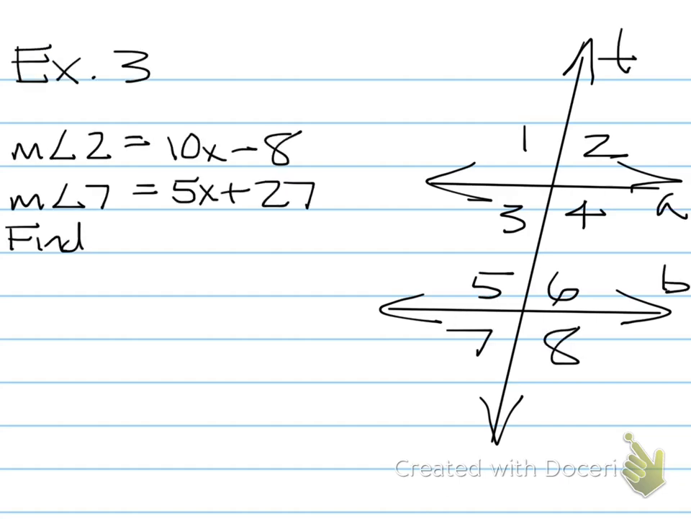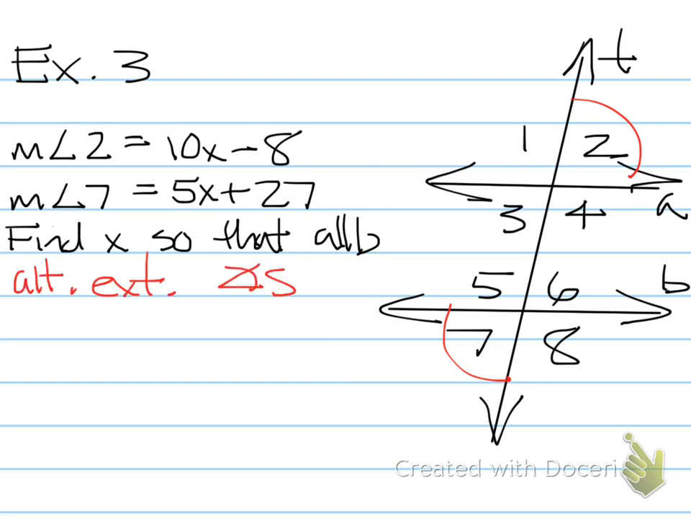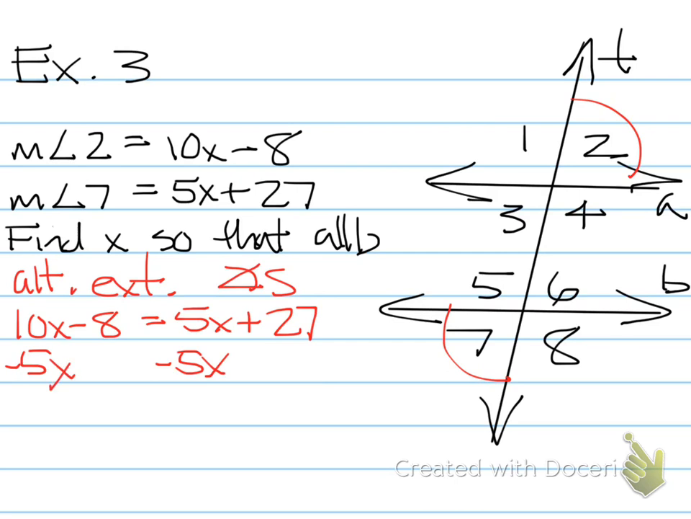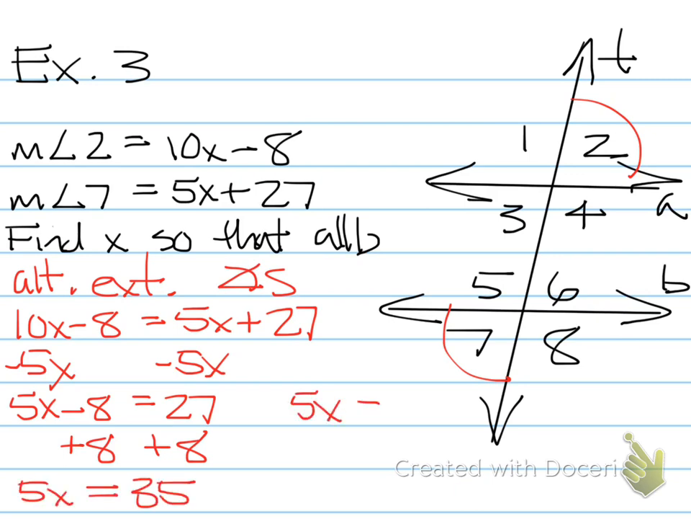Again, we want to determine the value of x that would make A parallel to B. We're given expressions for angles 2 and 7. Angles 2 and 7 are alternate exterior angles. And if alternate exterior angles are congruent, then lines A and B will be parallel. So we want to set those two expressions equal to each other. Solve for x by subtracting 5x from both sides. And then we're going to add 8 to both sides. And then lastly, divide both sides by 5. And we get x equals 7.